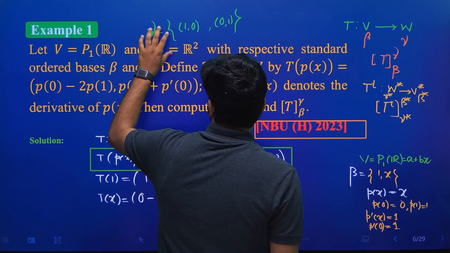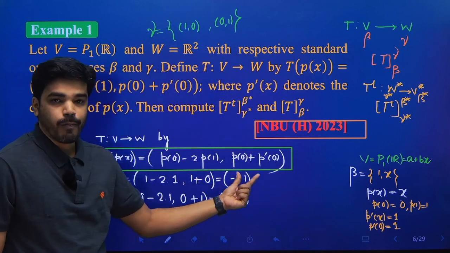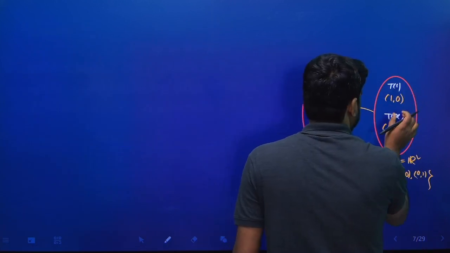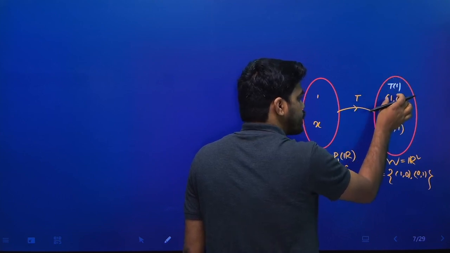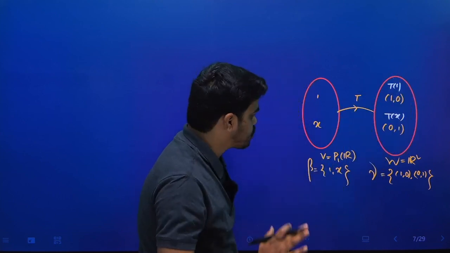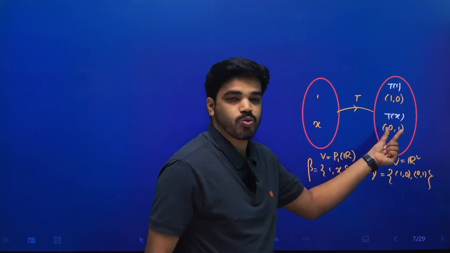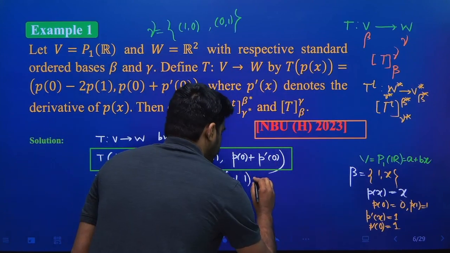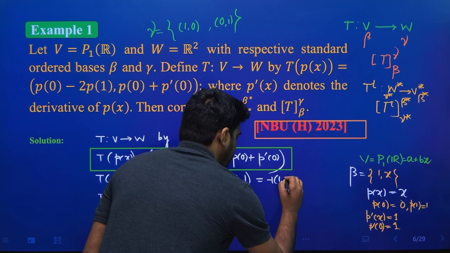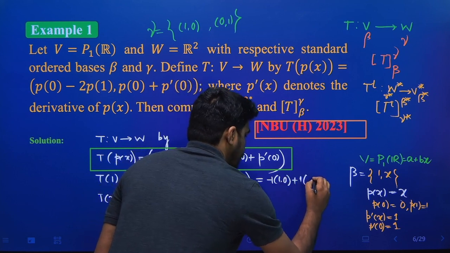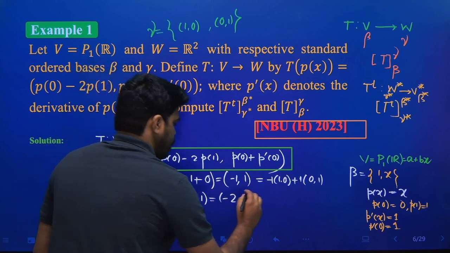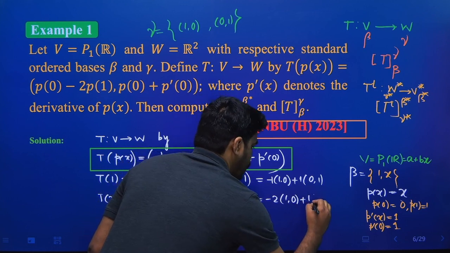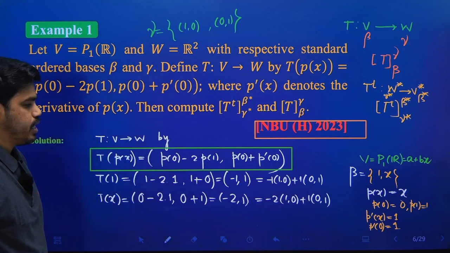R2 স্ট্যান্ডার্ড বেসিসের লিনিয়ার কম্বিনেশন এক্সপ্রেস করব। R2 স্ট্যান্ডার্ড বেসিস কি 1 0, 0 1, তো বেসিক্যালি t1 আমরা পেয়ে গেছি, tx আমরা পেয়ে গেছি। এবার t1 কে 1 0 আর 0 1 এর লিনিয়ার কম্বিনেশনে এক্সপ্রেস করব। সিমিলারলি tx কে 1 0, 0 1 এর লিনিয়ার কম্বিনেশনে এক্সপ্রেস করব, রাইট? So since this is the standard basis, we can write directly minus 1 into (1, 0) plus 1 into (0, 1). If we multiply this, you get this, and this can be written as minus 2 into (1, 0) plus 1 into (0, 1), right?